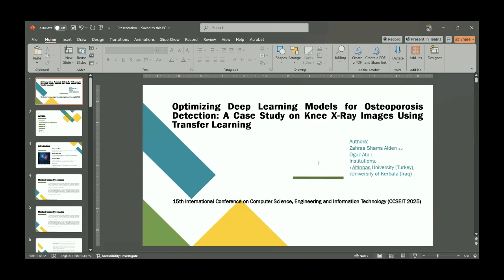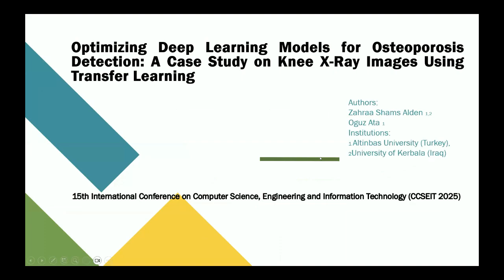I'm here to do my presentation about my paper, optimizing deep learning model for osteoporosis detection, which is a case study on knee X-rays images using transfer learning.